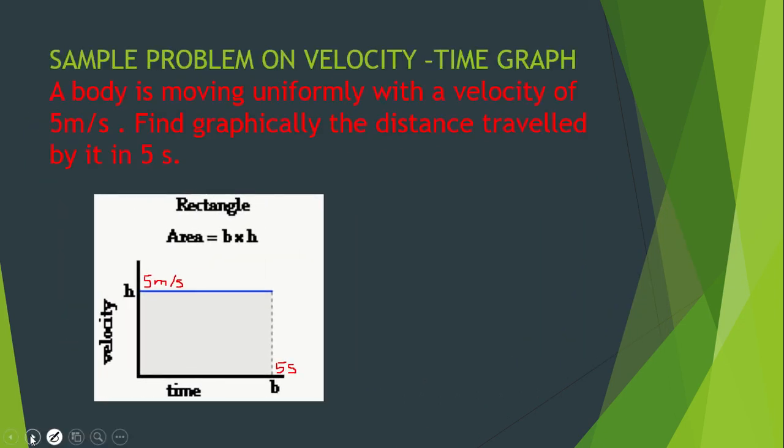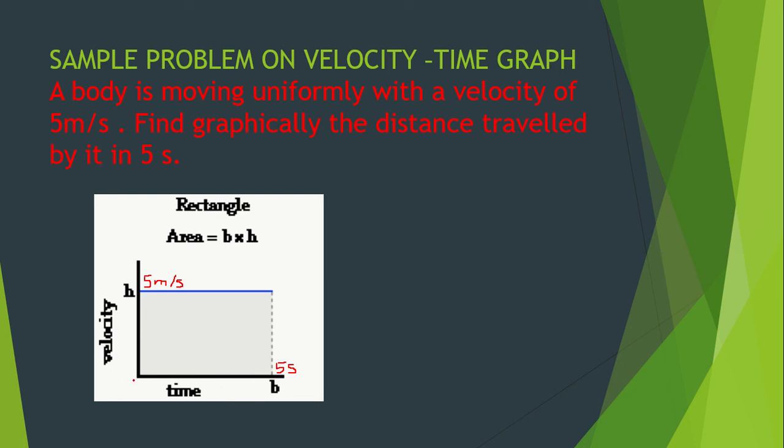Now here is another sample problem, but this problem is based on velocity time graph. A body is moving uniformly with a velocity of 5 meter per second. Find graphically the distance traveled by it in 5 seconds. So you can see there is a graph shown where on the x axis we have time and on the y axis we have velocity.